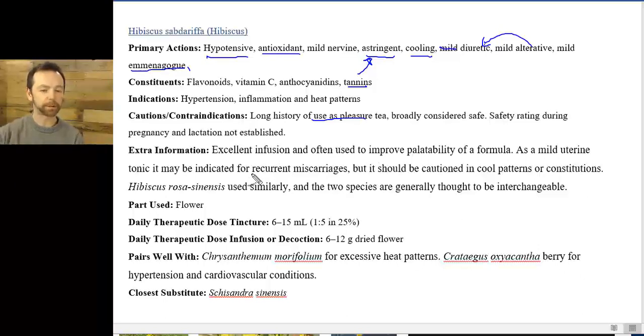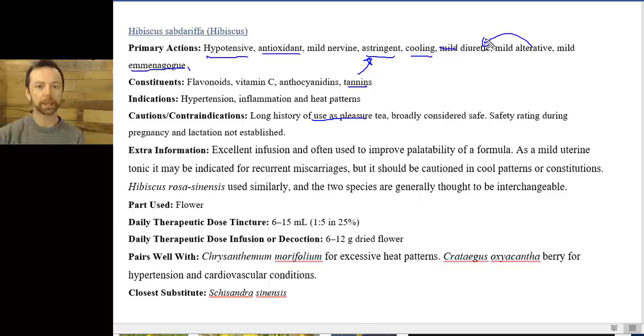Sometimes, oh, this is where I saw some of it. It was a herb that was sometimes indicated for recurrent miscarriages, similar to red raspberry. You can actually put those two together and toning and slightly astringing the uterus to try to prevent that miscarriage. It says here not established safety rating during pregnancy. I'm pretty confident it is, but that's a decision you have to make for yourself.